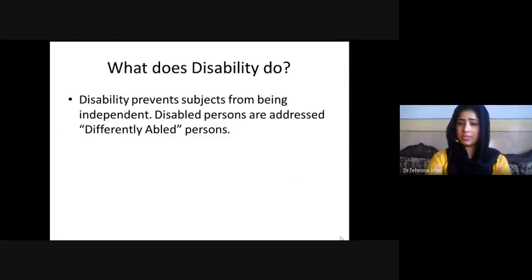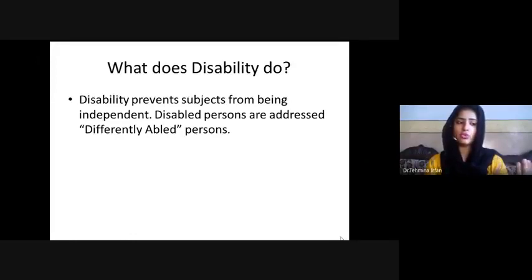What does disability do? First of all, what is disability? Disability is the end result of any disease that compromises your daily living, that compromises the functional life of an individual. So, disability prevents subjects from being independent. And the result of disability is that it turns a healthy individual into a dependent individual. All right, the person is no more independent.